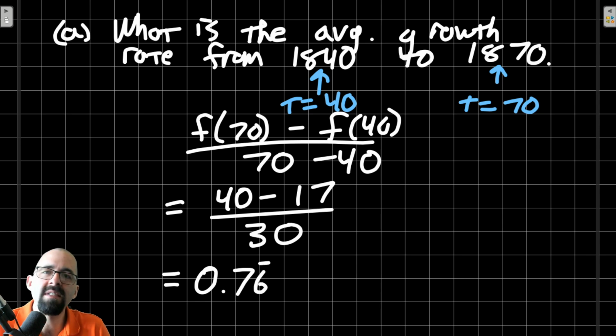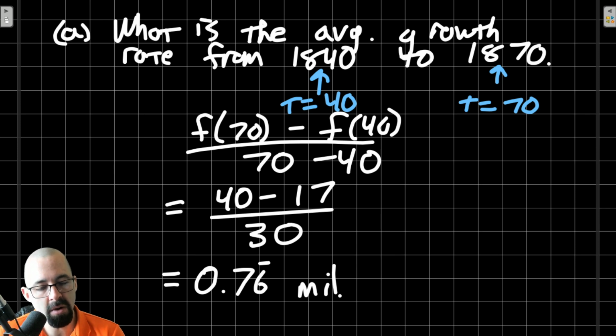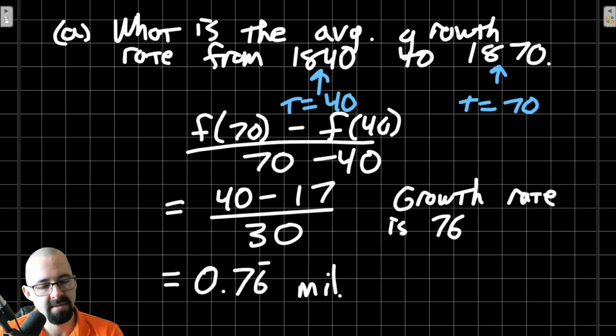All right, we have 0.76 million people per year. That's our average growth rate. Let's rewrite that. 0.76 million people, that's kind of weird. So what we're going to say is the growth rate is, well, 0.76 million is 766,000.